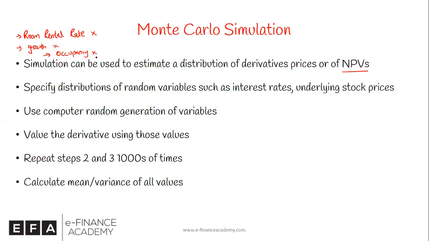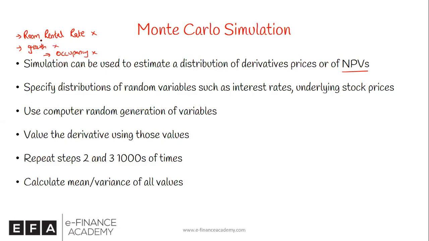And that's why you will run a Monte Carlo simulation to try and study the impact of these changing on the NPV. So first you will specify what you actually need. You want the NPV of this, let's say, hotel. Second step would be to specify the distribution of random variables. What are the random variables?